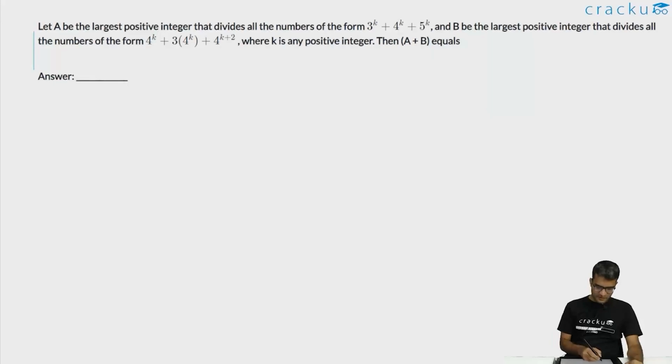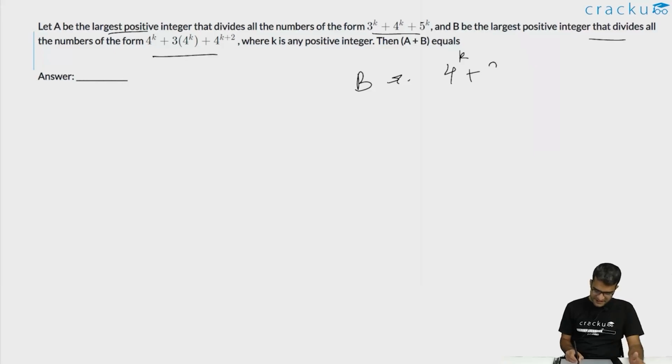In this question, we are told that a is the largest positive integer that divides all the numbers of the form 3 to the power k plus 4 to the power k plus 5 to the power k, and b is the largest integer that divides all the numbers of the form 4 to the power k plus 3 into 4 to the power k plus 4 to the power k plus 2. If you are looking at b, it is the number which divides every number which is of the form 4 to the power k plus 3 into 4 to the power k plus 4 to the power k plus 2.